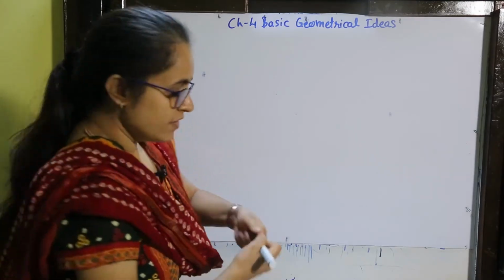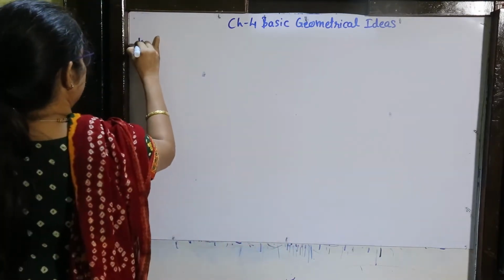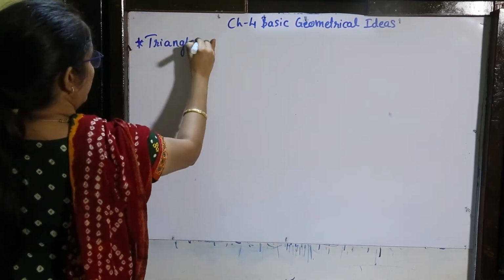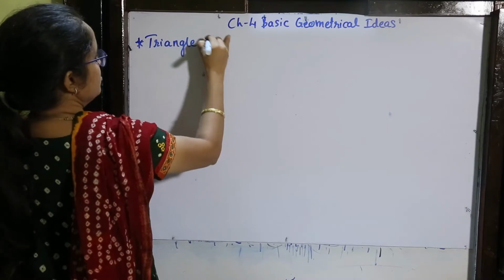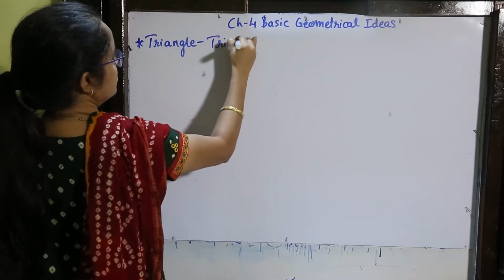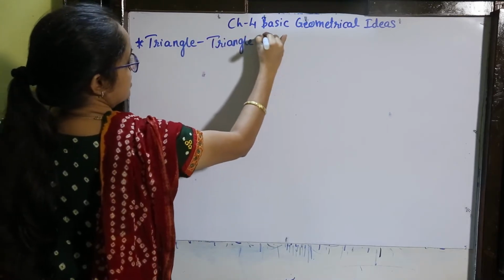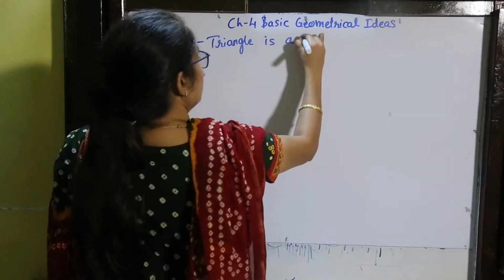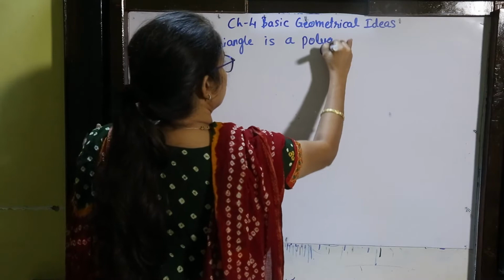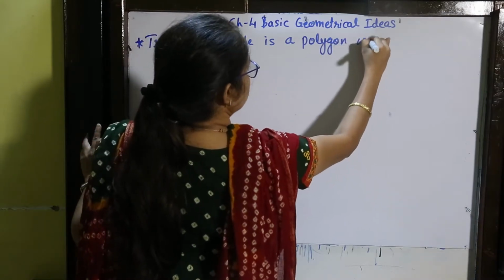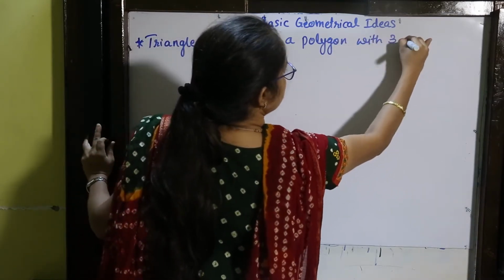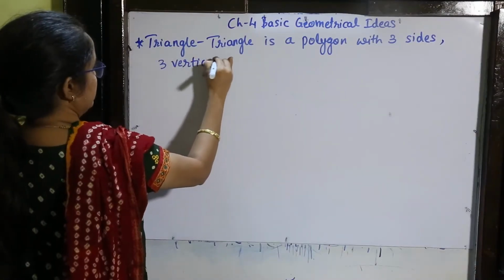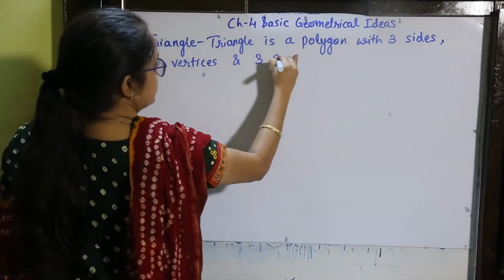Okay. Now first thing is, what is triangle? So triangle is a polygon. You have to write along with me. Triangle is a polygon with 3 sides, 3 vertices and 3 angles.